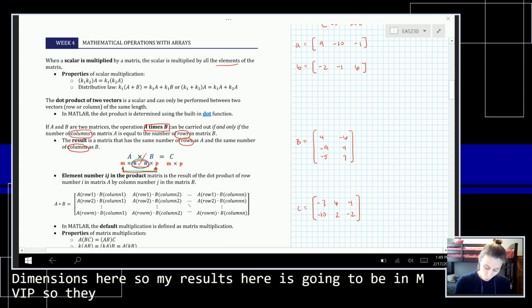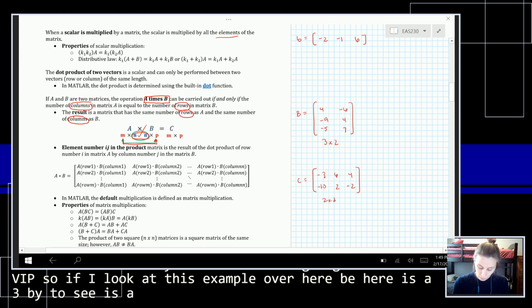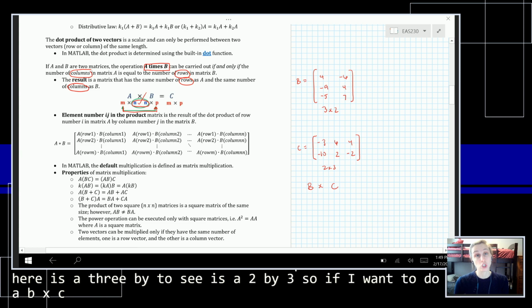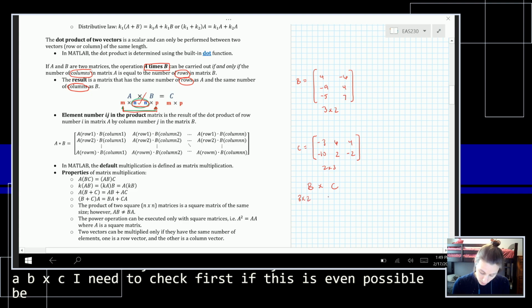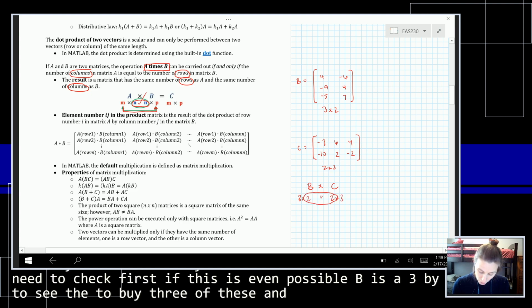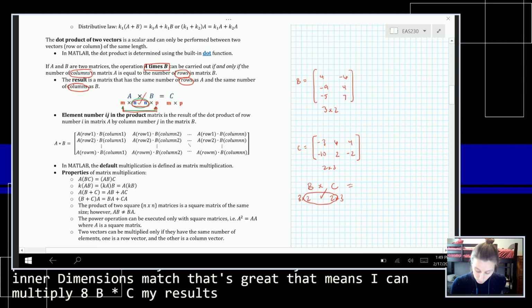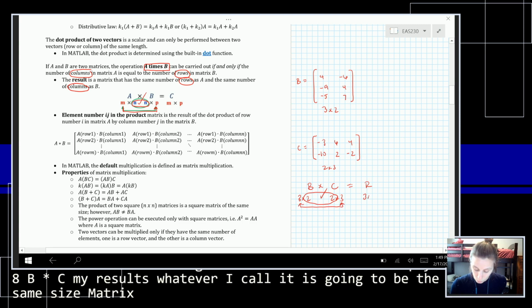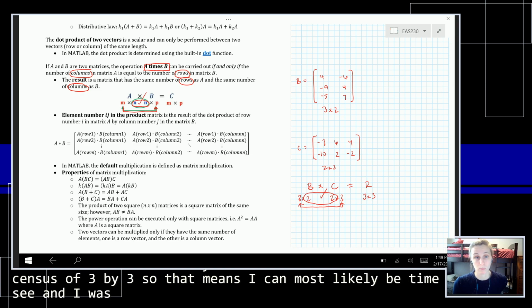So my result here is going to be an m by p. If I look at this example over here, B is a 3 by 2, C is a 2 by 3. If I want to do B times C, I need to check first if this is even possible. B is a 3 by 2, C is a 2 by 3. These inner dimensions match. That's great. That means I can multiply B times C. My result, whatever I call it, is going to be the same size as my outer dimensions, which in this instance is 3 by 3.